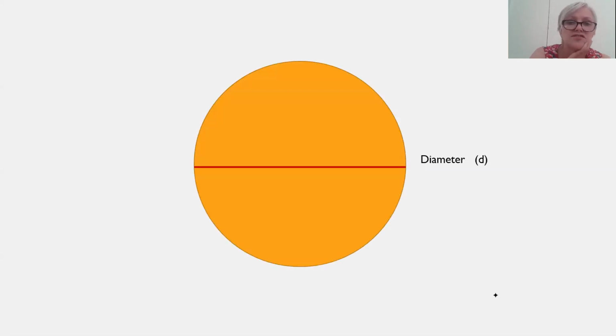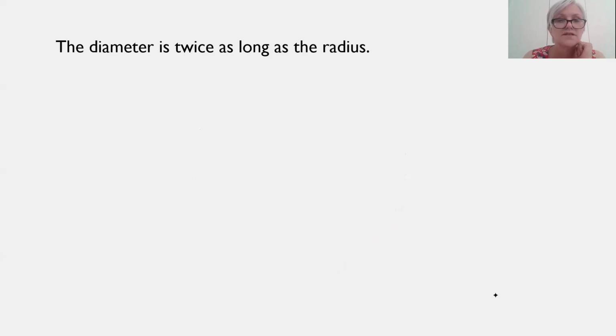So the line that goes straight across the middle, and there's our fixed point again, is called the diameter. The diameter goes from one edge of the circle through that fixed point in the middle to the other edge of the circle. So the diameter is twice as long as the radius, because the radius is going halfway and the diameter is going all the way across the circle.